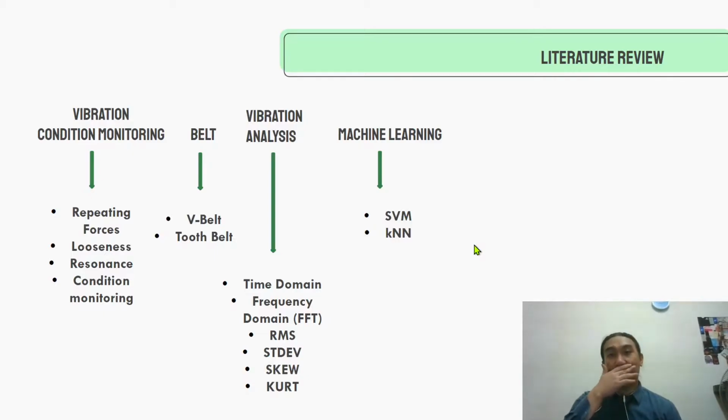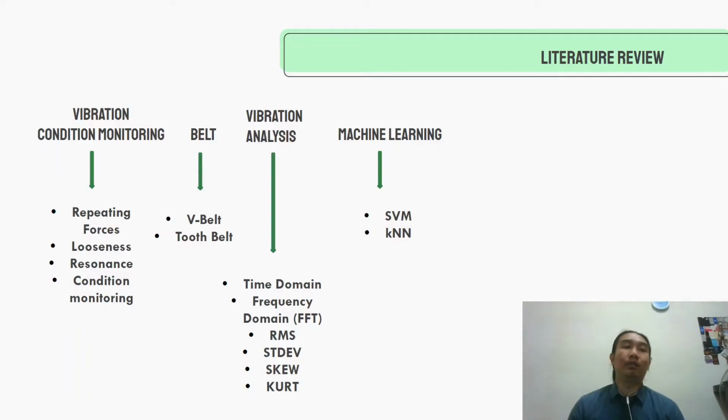And then we move on to the literature review for my PSM: first is vibration condition monitoring, second belt, third vibration analysis, and fourth machine learning. Vibration-based condition monitoring refers to the use of sensing and analyzing the system characteristics in the time domain, frequency domain, or modal domain.